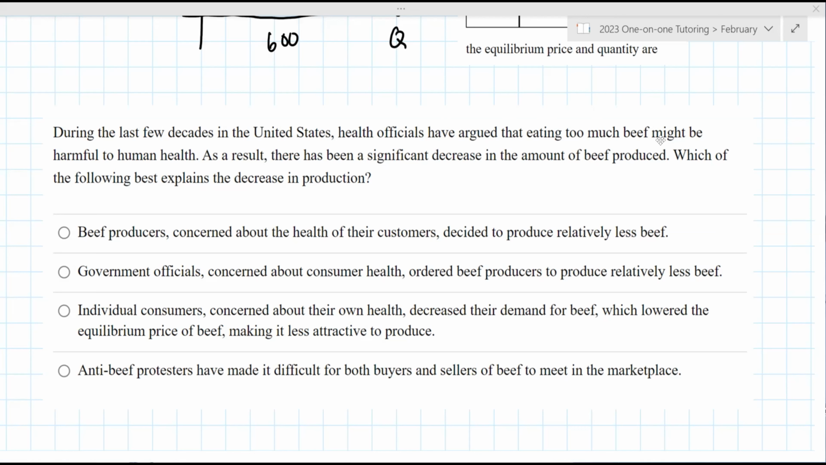The government doesn't produce the beef though, right? They're just the ones giving information about it. So you're a consumer. If the government tells you that it might be harmful to eat beef, what might you conclude from that?